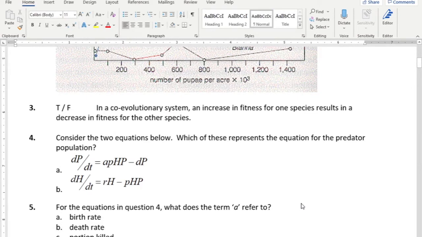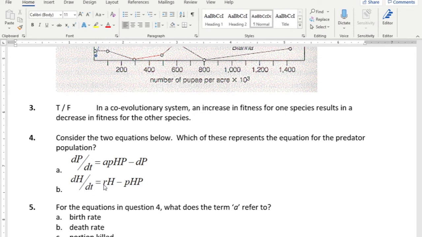Question four, consider the two equations below. Which of these represents the equation for the predator population? Okay, well, P for predator, H for herbivore. That's one clue. But recall what happens with the predator. Its population grows as a consequence of its interactions with the herbivore, and without any herbivores to feed on, it's simply going to experience a death process. So this upper one here is for the predator. This is for the herbivore right here.